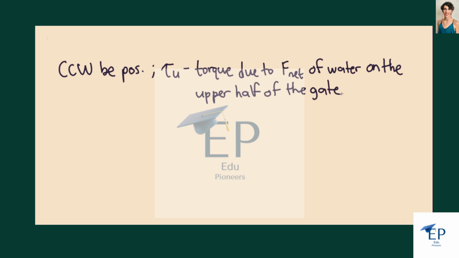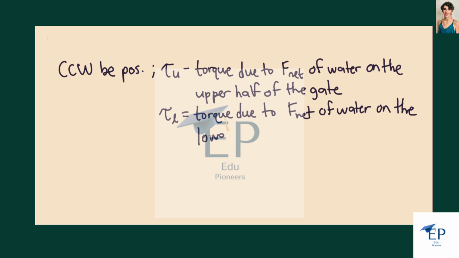We can then say that tau sub L would be equal to the torque due to the net force of water on the lower half of the gate. So we can also let h be the height of the gate.